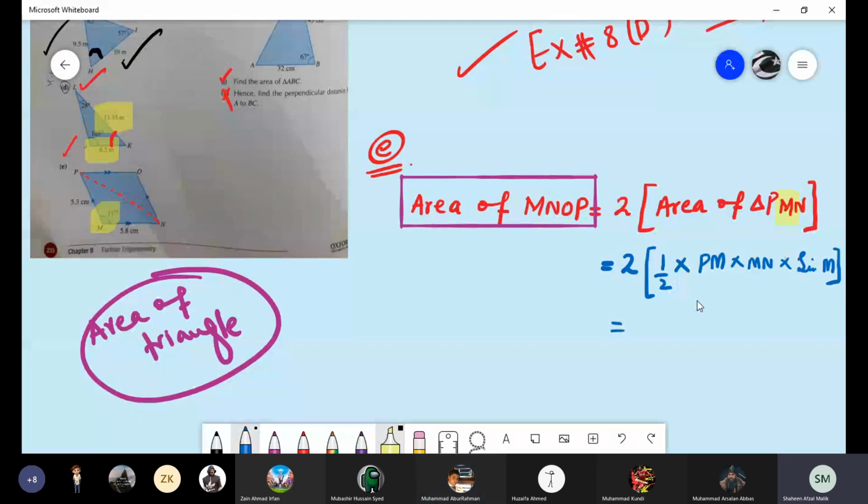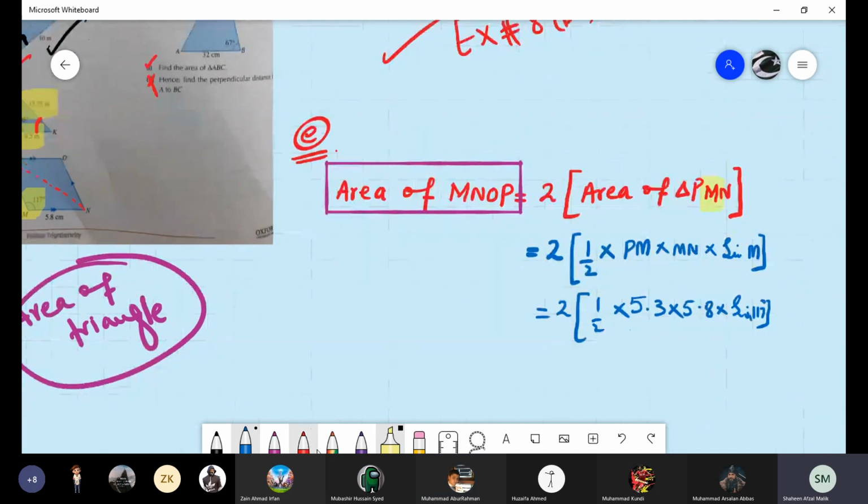Now you have to substitute the values. 1/2 multiplied by what is PM? 5.3. What is MN? 5.8. What is sine M? Sine of which degree? 117. So take the values. If you want to cut here, you can, or if you want to multiply with the answer, it will be centimeter square. The answer will be the same. 31.7 centimeter square. No, it's not the answer. Go again. Do the calculation again, boys, and tell me the exact answer.